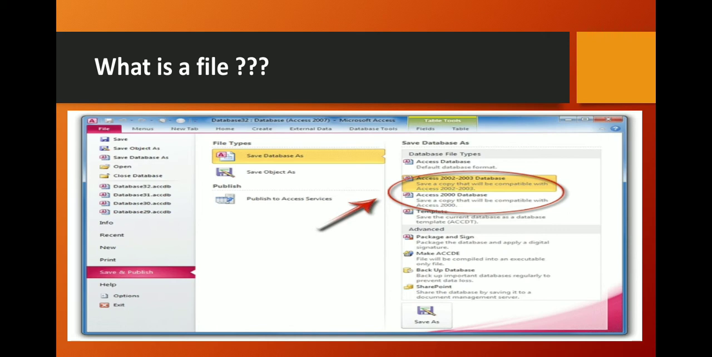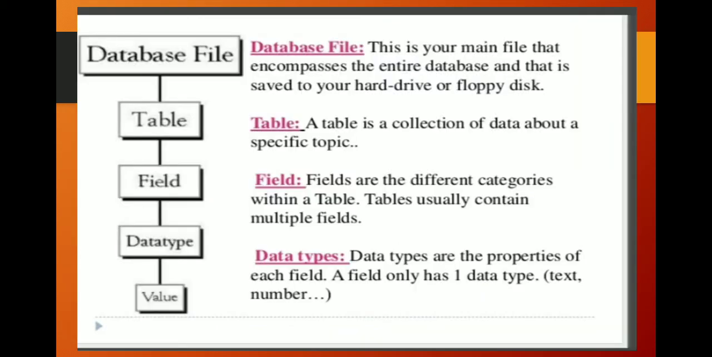So in this picture you can see here an MS Access file is given. Now we will see some terminology of database: file, table, field, data type and value. First we will see database file. This is your main file that encompasses the entire database and that is saved to your hard drive or floppy disk. It maintains all the files of your related data.